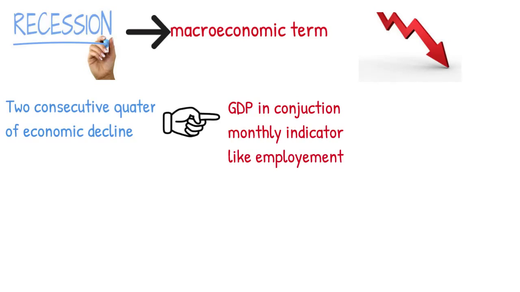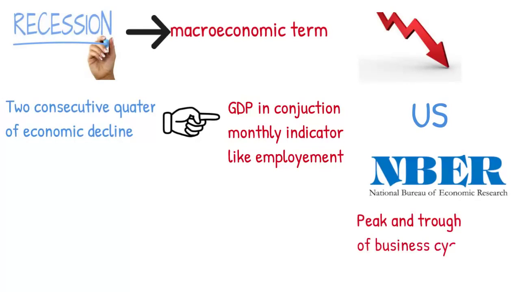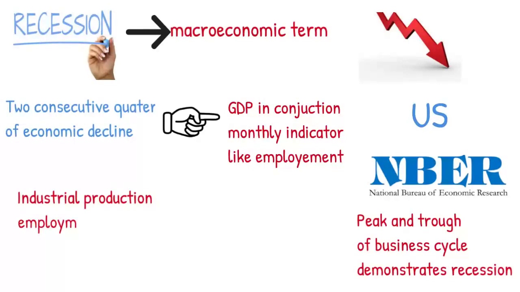Recessions are officially declared in the U.S. by a committee of experts at the National Bureau of Economic Research (NBER), who determine the peak and subsequent trough of the business cycle, which demonstrates the recession. Recessions are visible in industrial production, employment, real income, and wholesale retail trade.